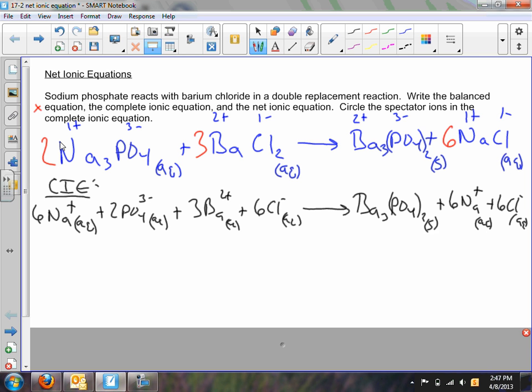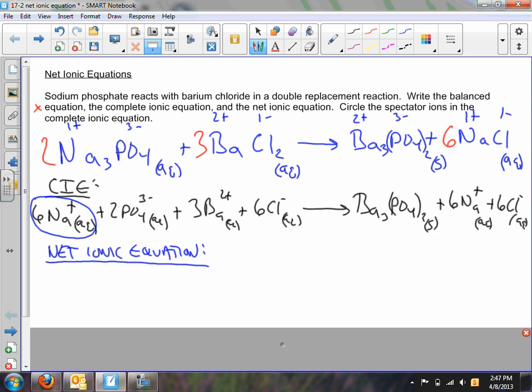The net ionic equation really shows you what is reacting. So to find the net ionic equation, all you have to do is get rid of your spectator ions. And spectators, like spectators in a ball game, do nothing. They don't change at all. They just sit and watch. So look and see if you have the same thing on both sides. Those would be your spectators.